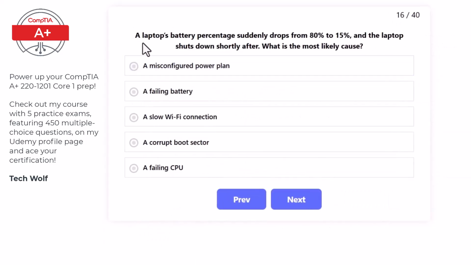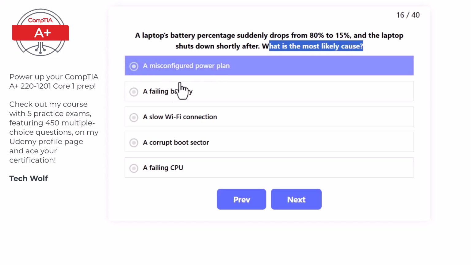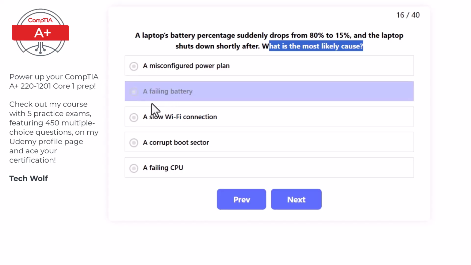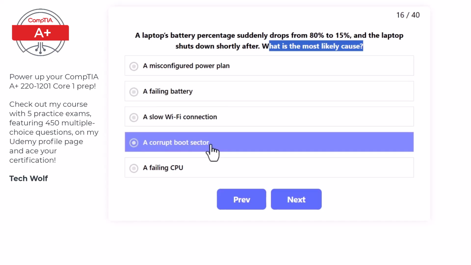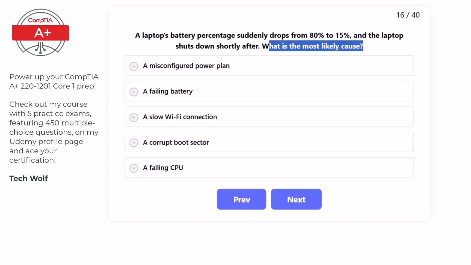And next question. A laptop's battery percentage suddenly drops from 80% to 15%, and the laptop shuts down shortly after. What is the most likely cause? So your battery was 80% and then it dropped to 15%. So what is the most likely cause? A misconfigured power plan, a failing battery, a slow Wi-Fi connection, a corrupt boot sector, or a failing CPU.